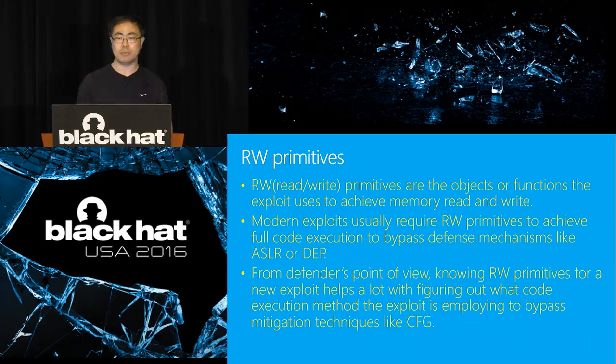And from a defender's point of view, knowing the RW primitives for Flash exploits is very important, because if you know that and if you track those operations, then you can figure out what technique they are using to circumvent CFG or other mitigations.